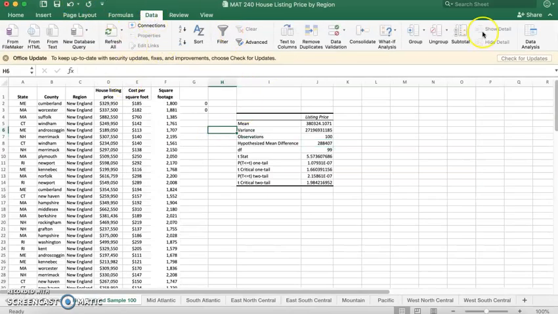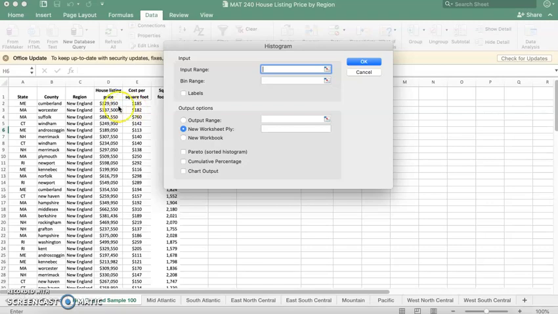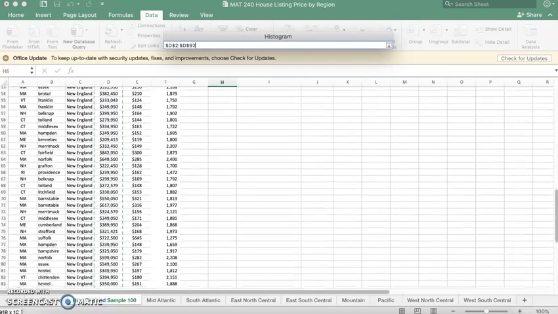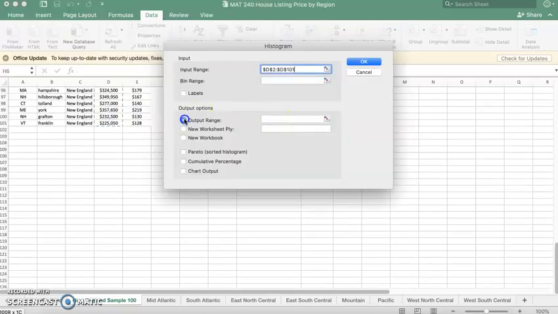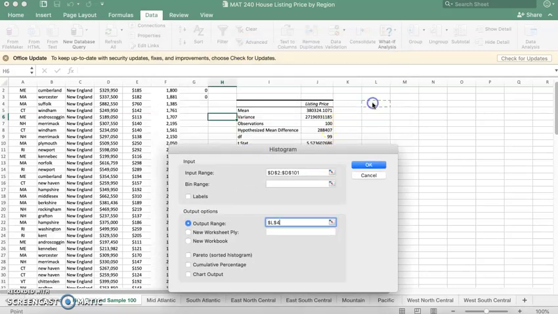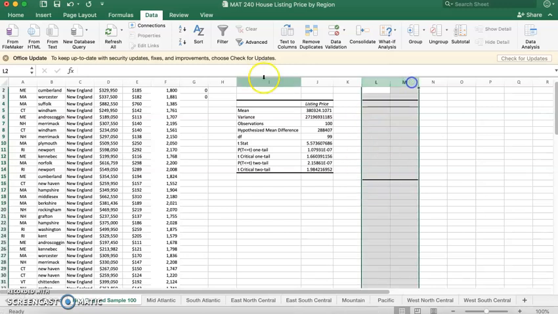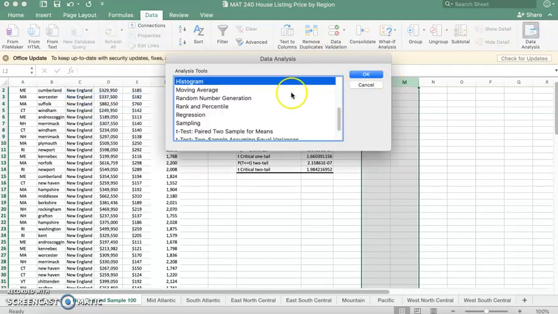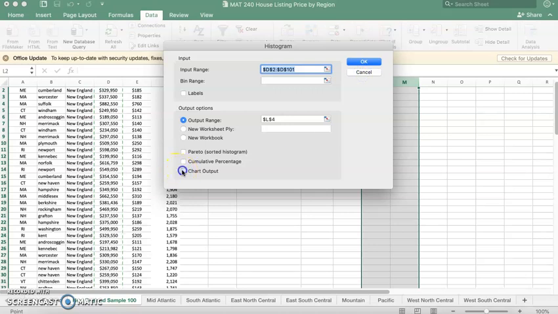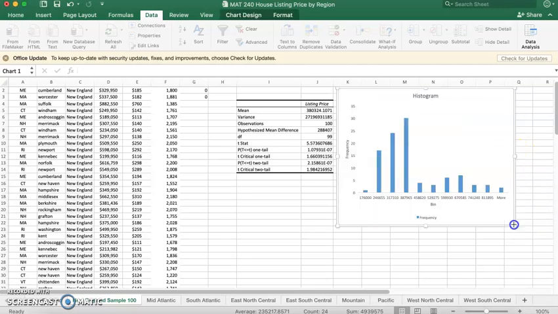So let's go to data analysis, histogram, and we're just going to select that listing price variable. We're going to put it right over here next to our other. Oops, you know what I forgot to do? Sorry about that. Let me delete. We're going back. I forgot to check chart output.